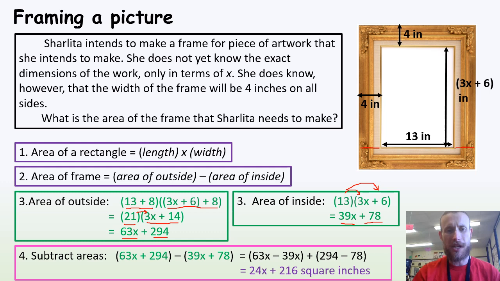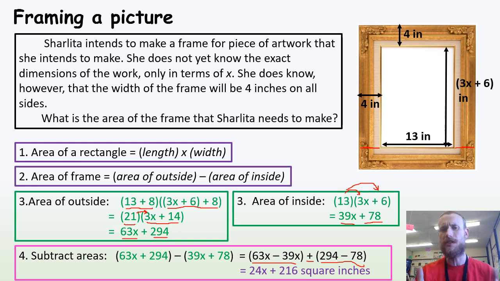So we've got our 63x plus 294. That's the outside. Subtracting the 39x plus 78 on the inside. We always use parentheses around these quantities. So we rewrite it as groups. Subtraction on the inside because we're subtracting these quantities. So 63x take away 39x. And plus on the outside, 294 minus 78. This is how we would regroup and write the subtraction.